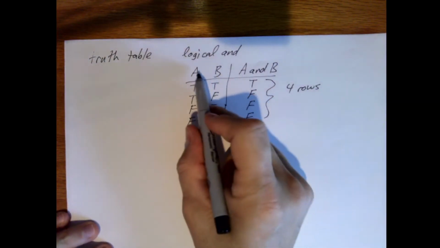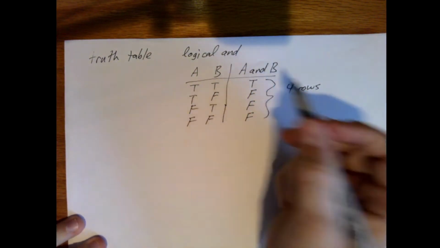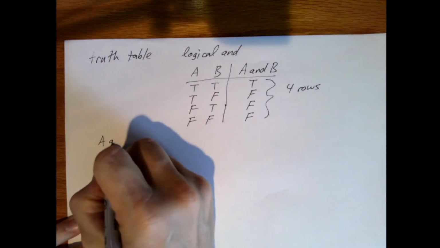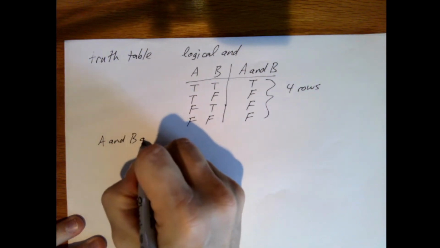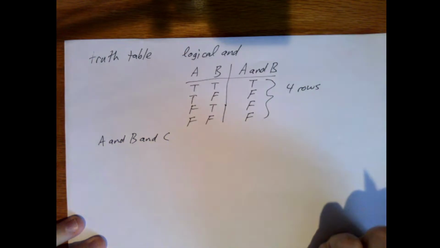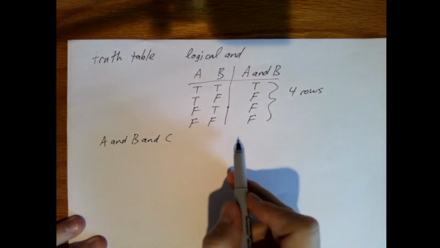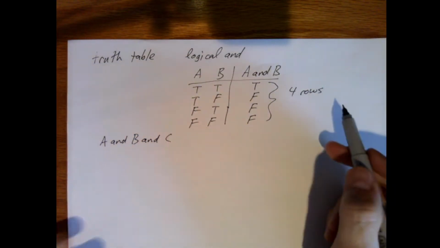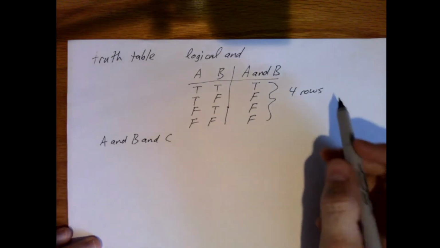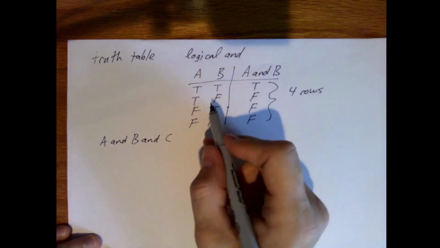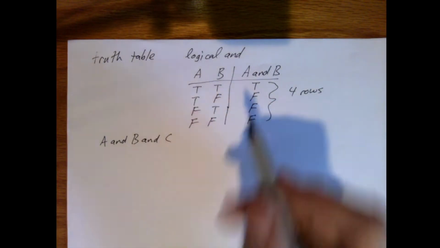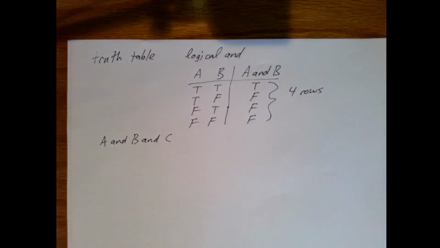But this is the 2-value case. What if we had A and B and C, or A and B and C and D, or A and B and C and D and E, and so forth? How do we know in advance how many rows our table would be? Well, it turns out there's an area of mathematics that deals with that, and it's called combinatorics.